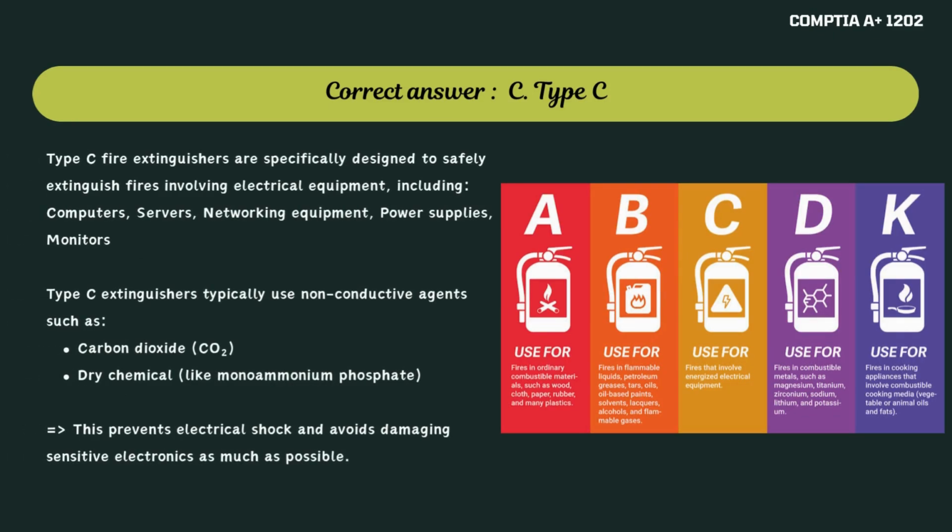Type C fire extinguishers are specifically designed to safely extinguish fires involving electrical equipment, including computers, servers, networking equipment, power supplies, monitors. Type C extinguishers typically use non-conductive agents such as carbon dioxide, dry chemical like monoammonium phosphate. This prevents electrical shock and avoids damaging sensitive electronics as much as possible.